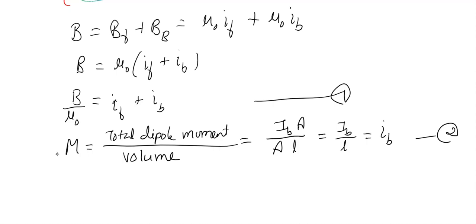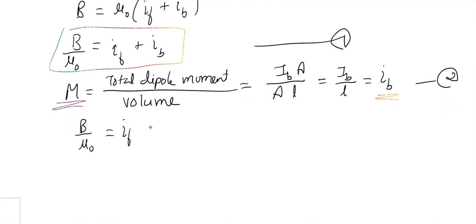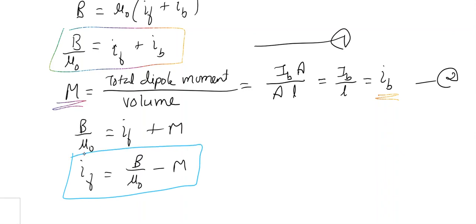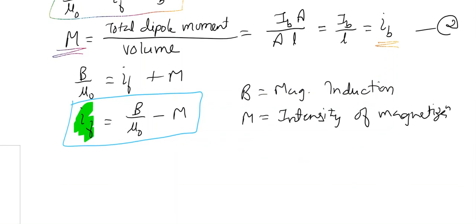We can substitute this M value into the first equation, and what do we get then? B by mu 0 is equal to I_F plus M, and hence I_F is equal to B by mu 0 minus M. Now there is one problem with this equation. What is the problem? B is called magnetic induction, a vector quantity, the resultant magnetic field, you may say. What is M? Intensity of magnetization. It is also a vector quantity. Whereas the left side, I_F, is current per unit length. So to remove the discrepancy, it is labeled as H. H is called magnetic intensity.